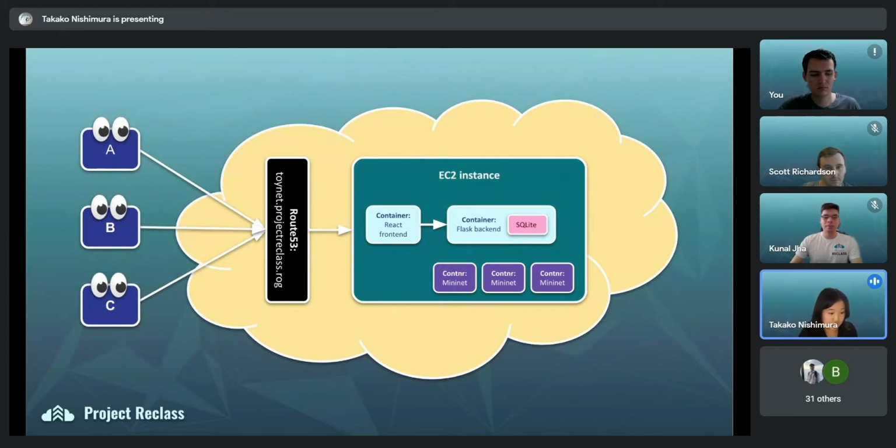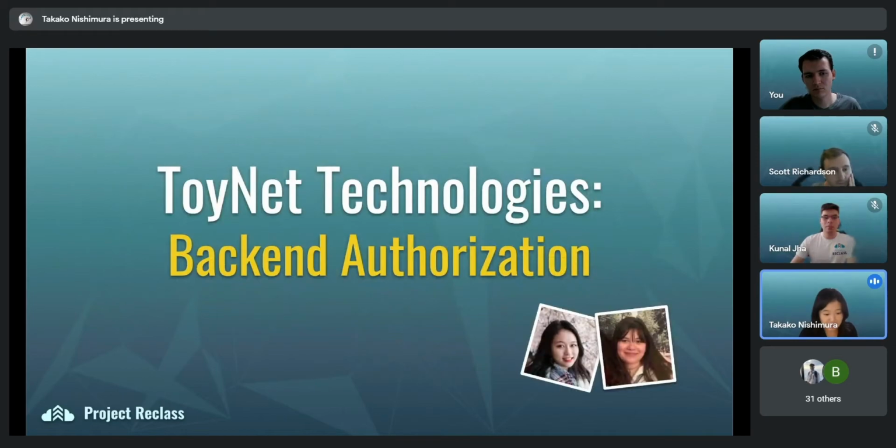So here is our diagram again. What Yujing and Shaili are going to be talking about is this connection between the front end and the back end. How do we allow Tay to access her data, but make sure that Scott can't access it? So with that, I pass it to Shaili.